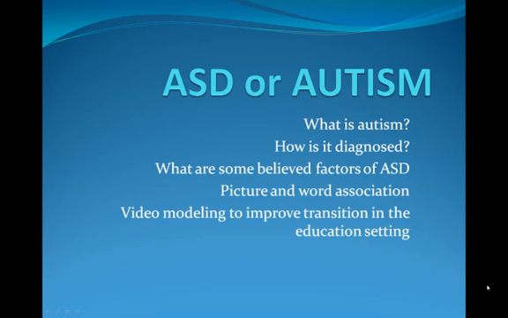Okay, my presentation is on autism, or ASD, Autism Spectrum Disorder, more commonly known as autism. What is autism? How is it diagnosed? What are some of the believed factors of autism spectrum disorder? A journal article I found very interesting is on picture and word association in the autistic child, and also another journal article on the impact of video modeling to improve transition in the education setting.